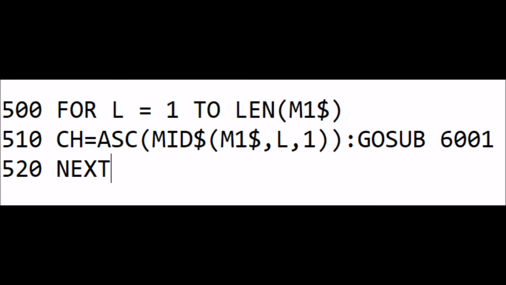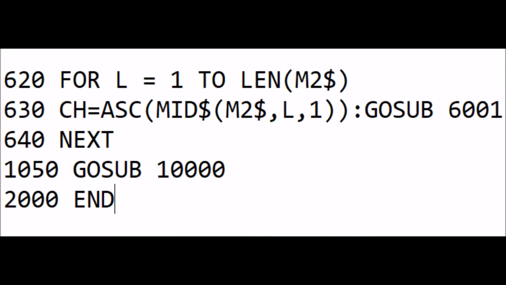Entering the subroutine at line 6001 sets the register select line high so the character is displayed and not used as a command. Lines 600 and 610 set the cursor to the start of the second line. Notice the subroutine is entered at line 6000, so the character is used as a command. Lines 620 through 630 just send the second string to the display. Line 1050 calls a subroutine that waits for a key press, and line 2000 ends the program.